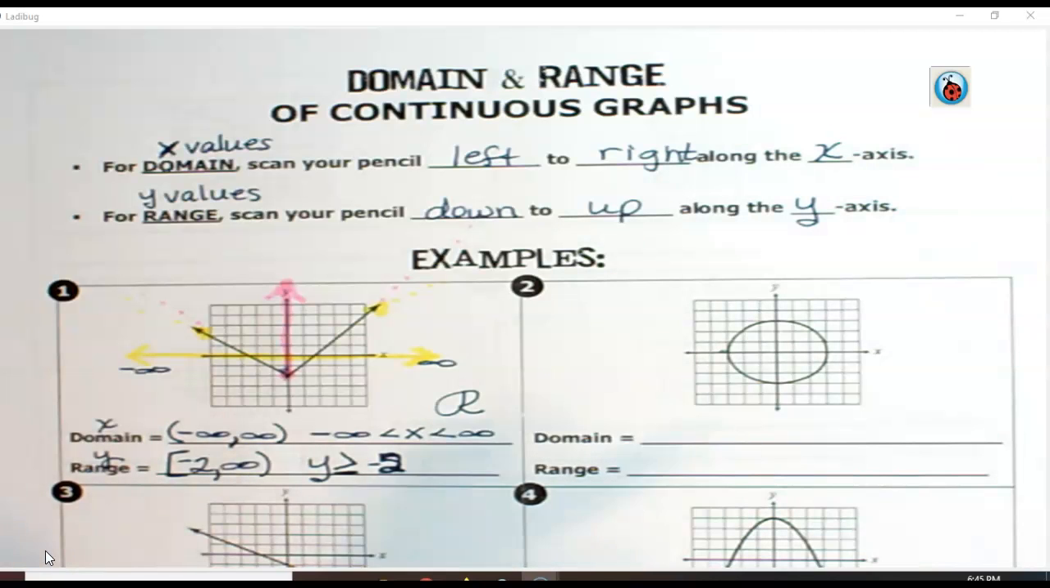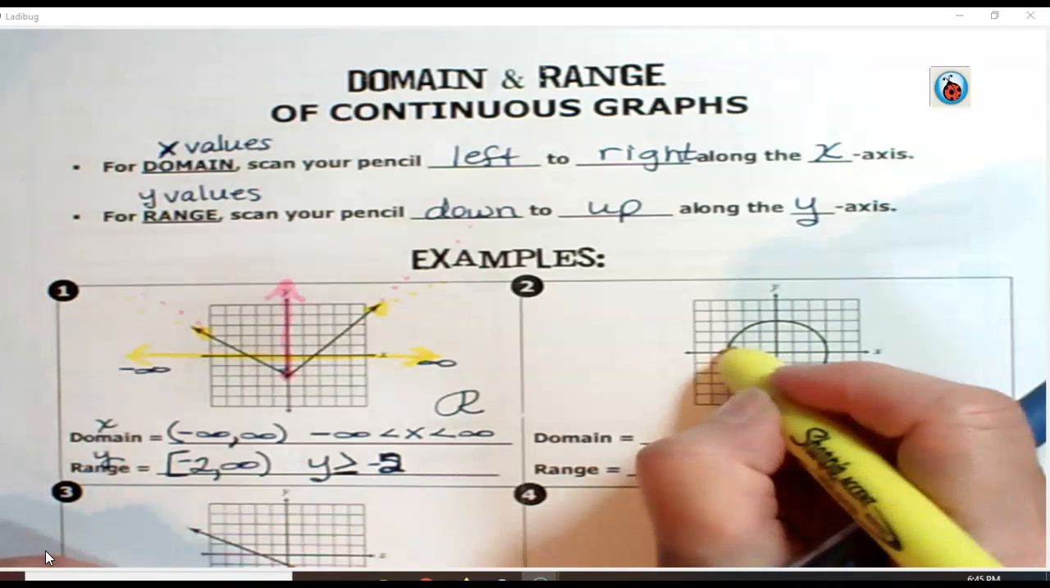Okay, let's go over here and look at this one. Different shape. So what we're going to do is look at our domain. Well, where does the line hit? It's right here. There's no arrows.